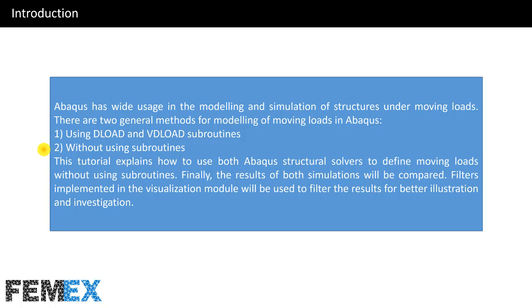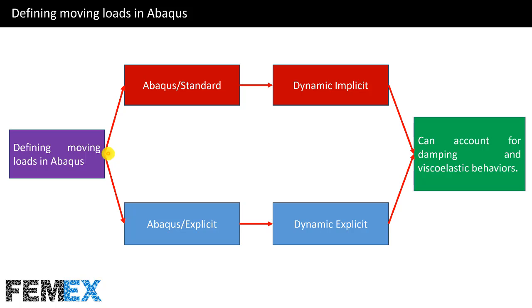Filters implemented in the visualization module will be used to filter the results for better illustration and investigation. For defining moving loads in Abaqus, we can use each of the Abaqus standard or Abaqus explicit solvers. If you want to use the Abaqus standard solver, you must select the dynamic implicit step, and if you want to use the Abaqus explicit solver, you must select the dynamic explicit step. Both of them can account for damping and viscoelastic behaviors.